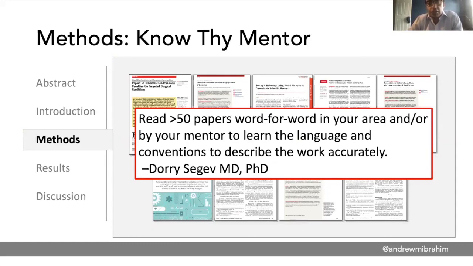So I would encourage you that as you start writing the methods section, don't invent this on your own. Don't make this up on your own. Read papers that use similar methods, similar data sets, and learn the language and conventions for how people are describing the work. Oftentimes at Michigan, the mentors you're working with will have done similar work in the past, and that can be a great source to start and learn how to write that section.